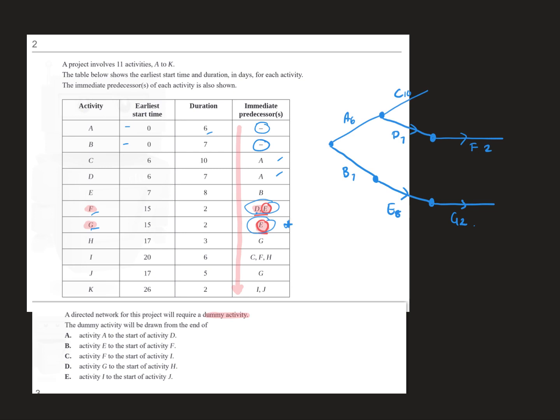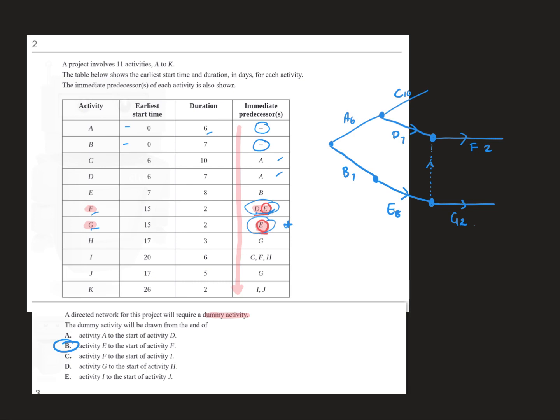But this is where I'm going to say it has to wait. F can't start until E's finished. So we have to get to the end of E, and then we put a dummy in there. And there's the dummy. When they say the dummy activity, it will be drawn from the end of activity E to the start of activity F. Okay?